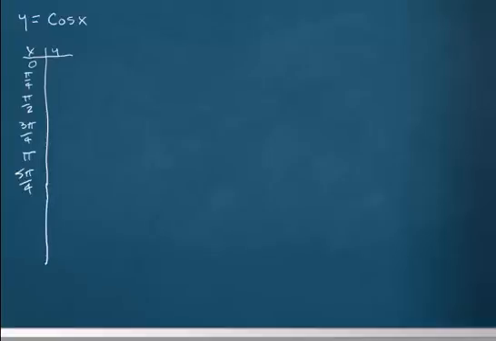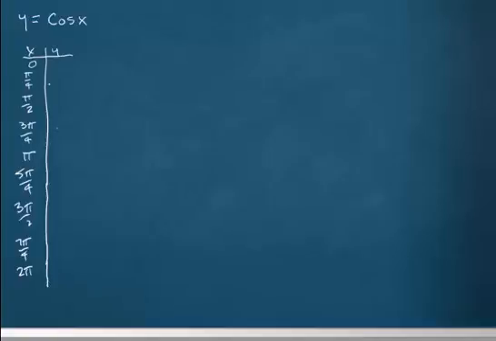We're now going to graph the function y equals cosine x. We can make ourselves a table of values here, starting at 0, and then pi over 4, pi over 2, 3 pi over 4, pi, 5 pi over 4, 3 pi over 2, 7 pi over 4, and 2 pi.